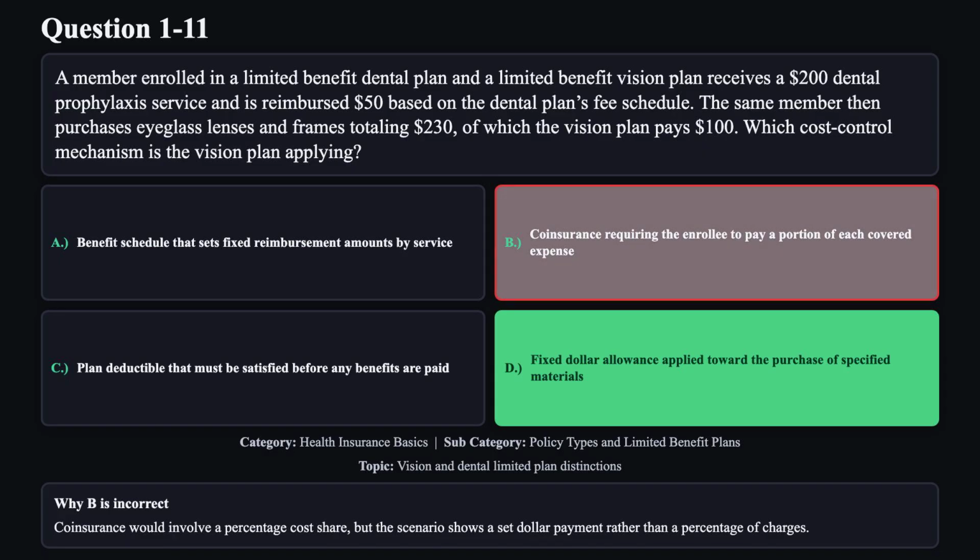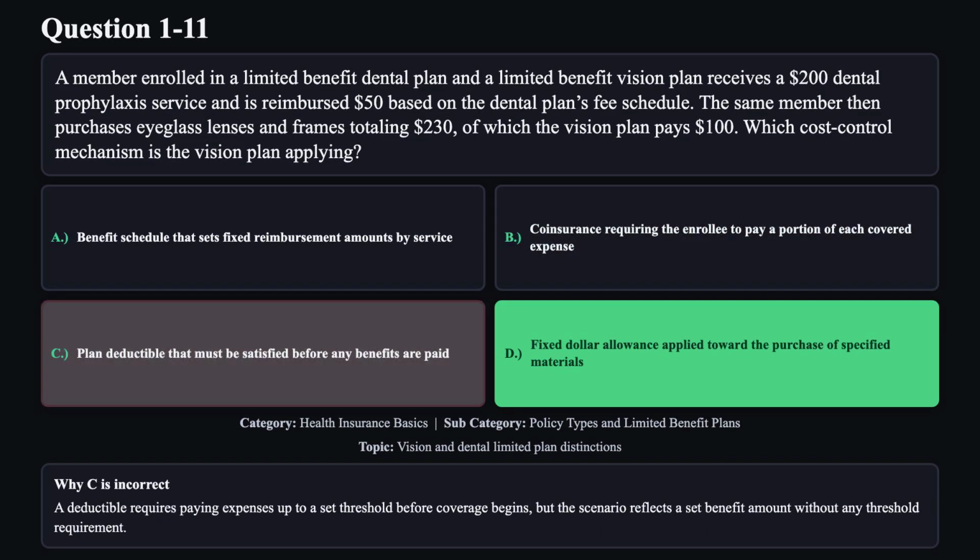Reason B is not correct. Coinsurance would involve a percentage cost share, but the scenario shows a set dollar payment rather than a percentage of charges. Reason C is not correct. A deductible requires paying expenses up to a set threshold before coverage begins, but the scenario reflects a set benefit amount without any threshold requirement.